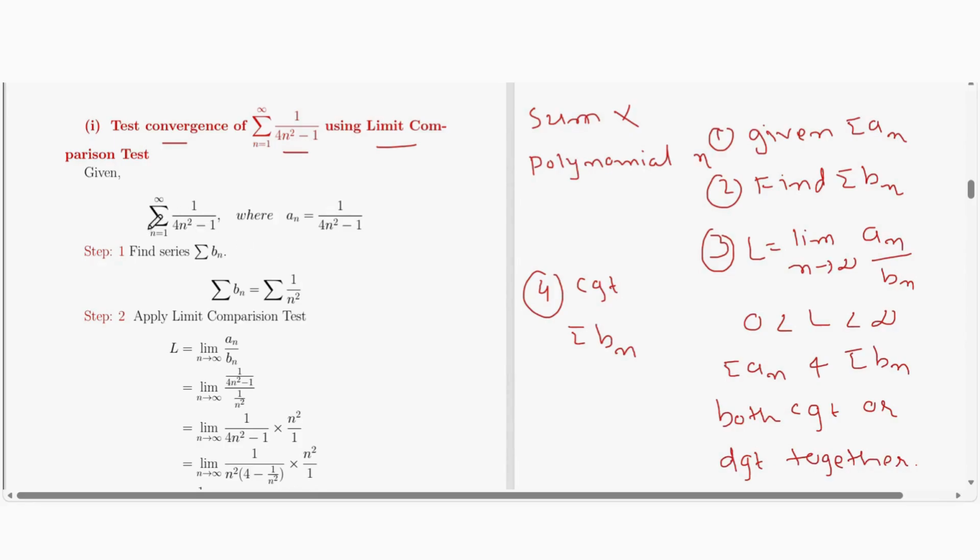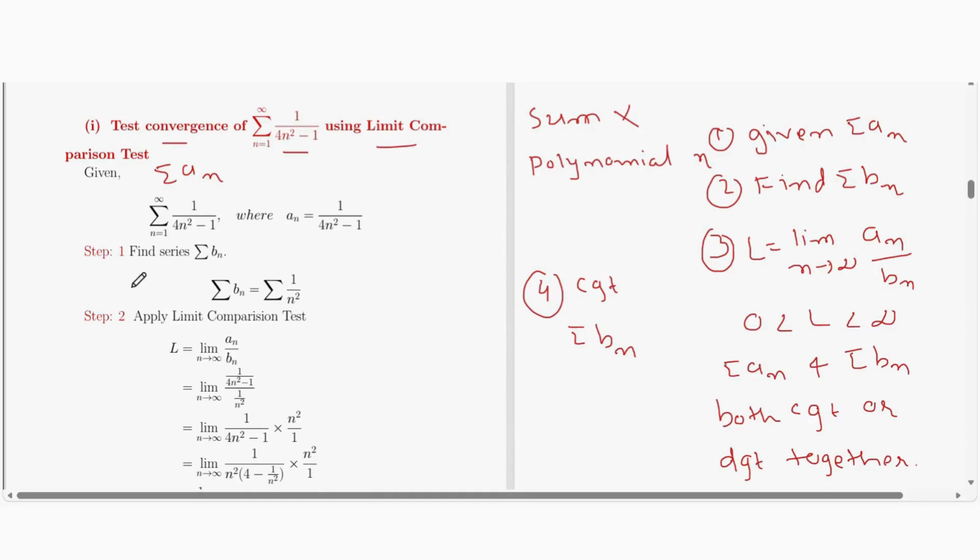First of all, this is the given series. Summation n is 1 to infinity 1 upon 4n square minus 1. So this one is my given series An. Now what is An? An is the nth term of this series. So An is 1 upon 4n square minus 1.